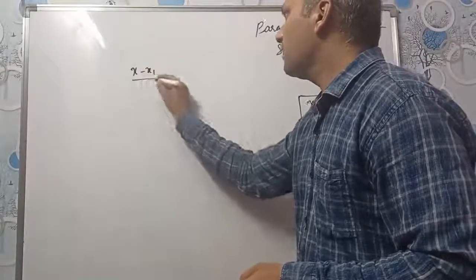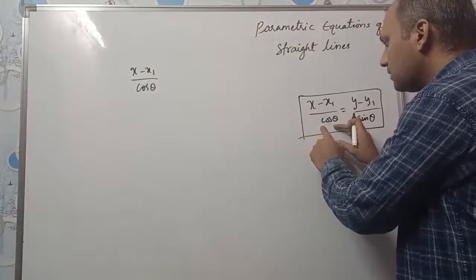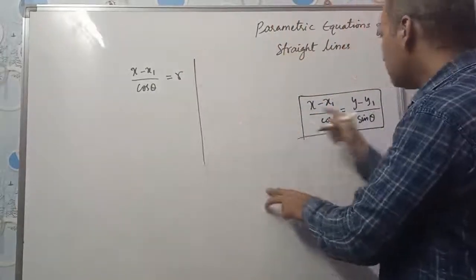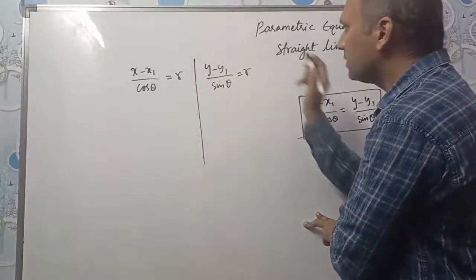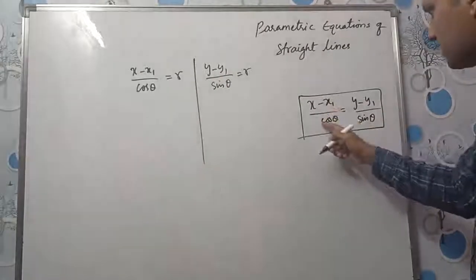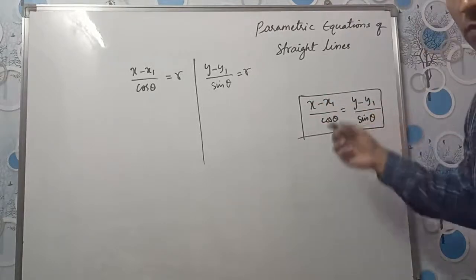I actually forgot to derive the parametric equations of a straight line. This is the symmetric form, right? So from the symmetric form we will derive the parametric form. See, this is x minus x1 divided by cos theta, let it be a parameter r. Now y minus y1 divided by sin theta, let it be r. Why are we taking both equal? Because these two are equal. If you take this as r, this will also be equal to r.